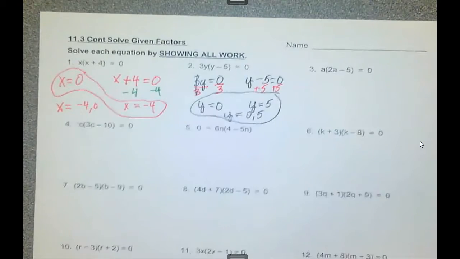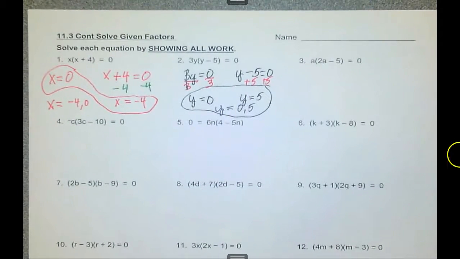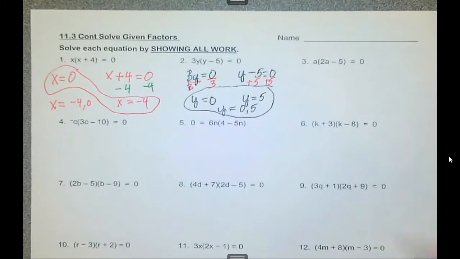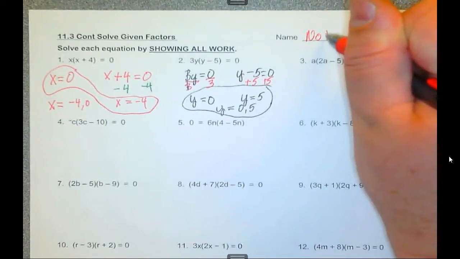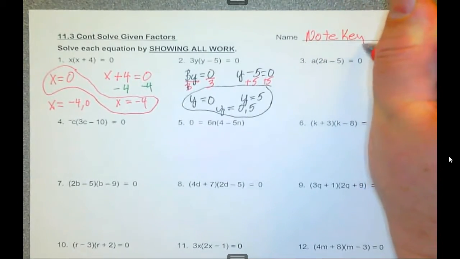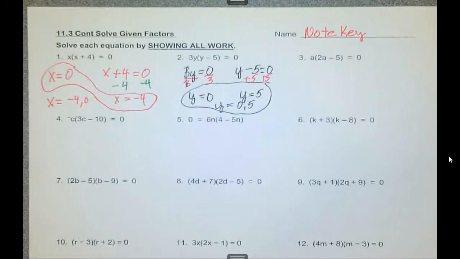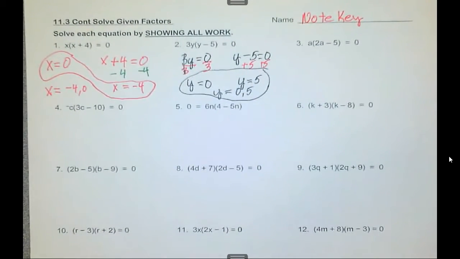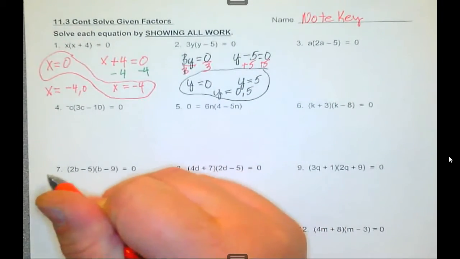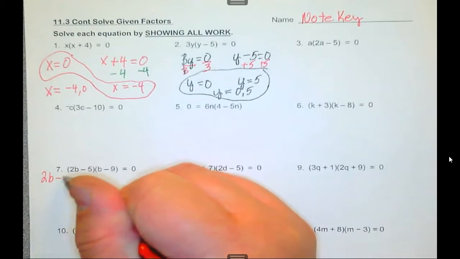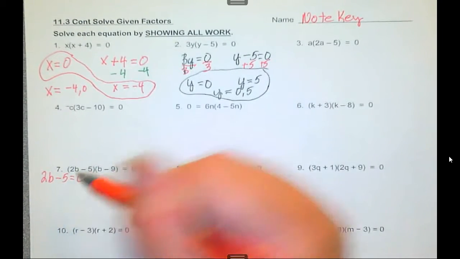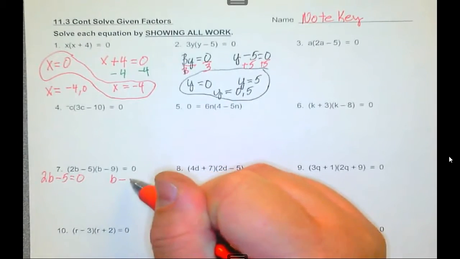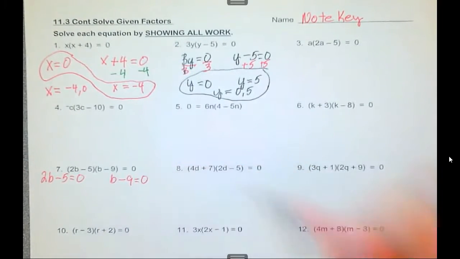Let's go down to number 7. Okay. Set each factor equal to 0. So I have 2b minus 5 equals 0. Good. And b minus 9 equals 0. And then just solve for b.